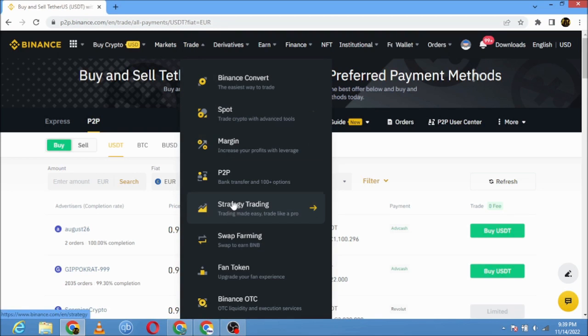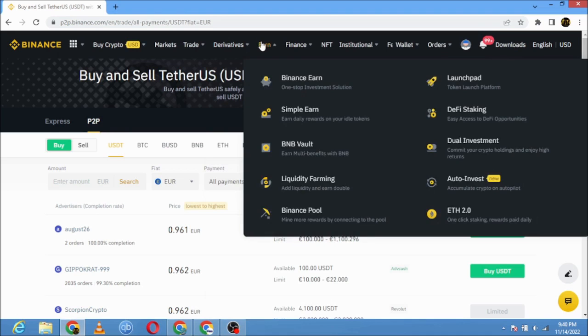So after strategy trading, there is trade like a pro. Here trade is made easy by Binance. I'll make a video also concerning trading strategy. On Binance, when you go to earn, Binance has a lot of earn investments.